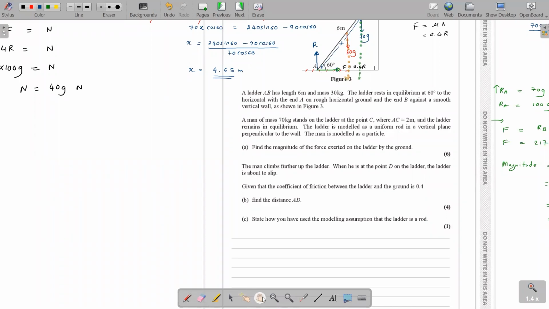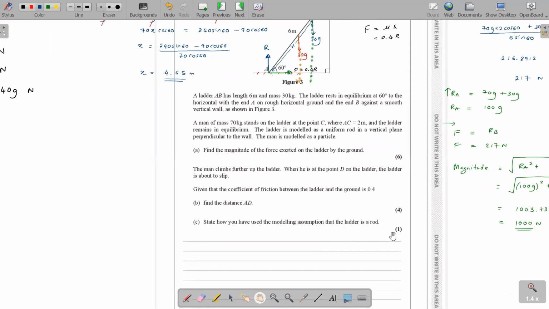So now we'll move to the next part. Part C: state how you have used the modeling assumption that the ladder is a rod. These things we have even learned in M1, the modeling assumption. So the ladder is a rod means the main assumption we normally go with for a rod is that it doesn't bend. That's the main assumption we learn. So you can say the ladder does not bend.